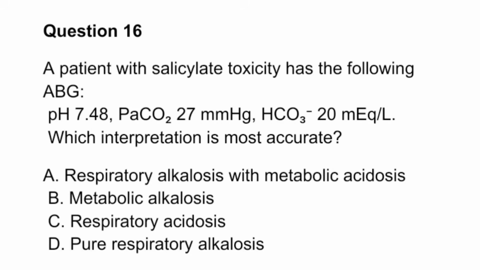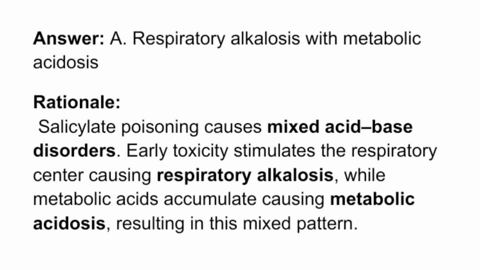Question 16. A patient with salicylate toxicity has the following ABG: pH 7.48, PaCO2 27 mmHg, HCO3- 20 mEq/L. Which interpretation is most accurate? A. Respiratory alkalosis with metabolic acidosis. B. Metabolic alkalosis. C. Respiratory acidosis. D. Pure respiratory alkalosis. Answer: A.